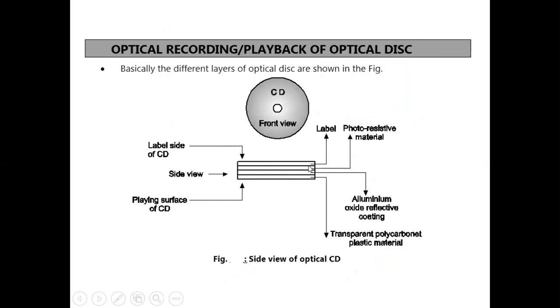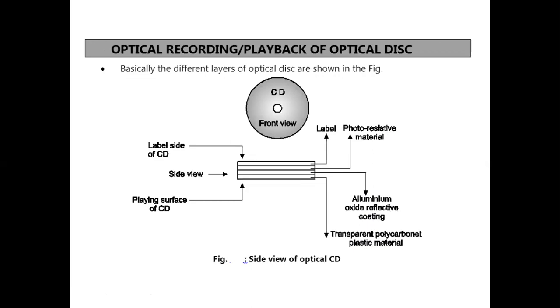Now we will see the different layers. Basically four different layers are there. The uppermost layer is the label. Thereafter, the photoresistive material comes into the picture. Then the aluminum oxide reflective coating. And finally, at the lowermost side is the transparent polycarbonate plastic material. So this is the side view of any optical disc.